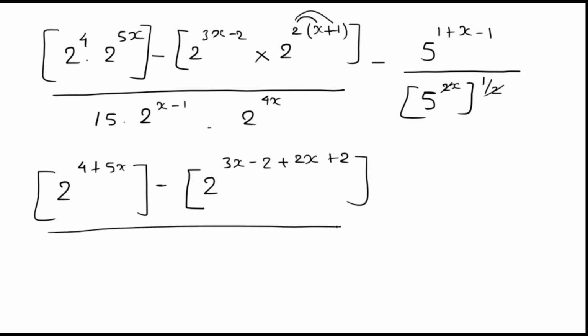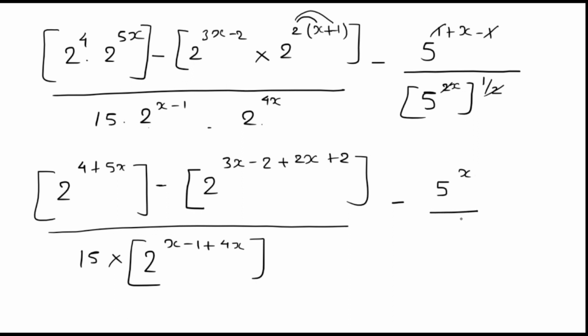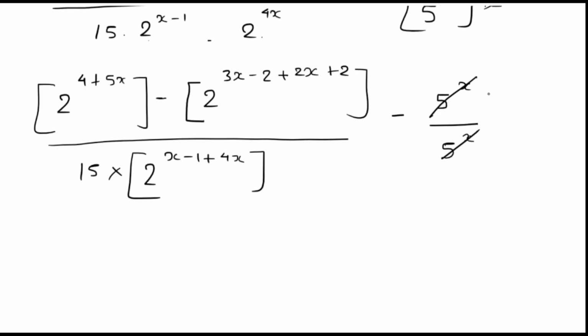The whole divided by 15 into, here 2 and 2 again the bases are same. So the powers can be added, 2 to the power x minus 1 plus 4x. Here plus 1 and minus 1 will get cancelled. So you're left with 5 to the power x. In the denominator also 5 to the power x. So 5 to the power x and 5 to the power x will get cancelled. So you're left with 1.